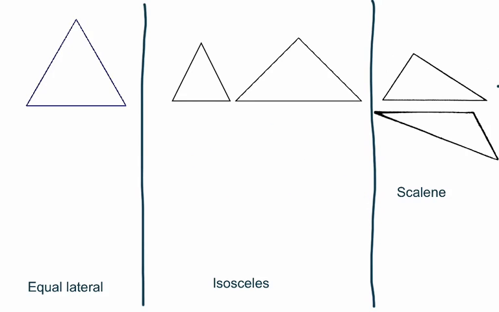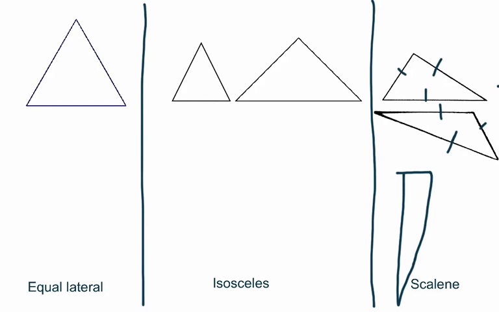And the last one we're going to talk about is scalene. Scalene is when all three sides are different lengths. So none of the three sides on these triangles over here are the same length. If I measured them, you could see that, or you can just see it with your eyes right now. All three sides have to be different lengths. And again, it can be any shape you want.